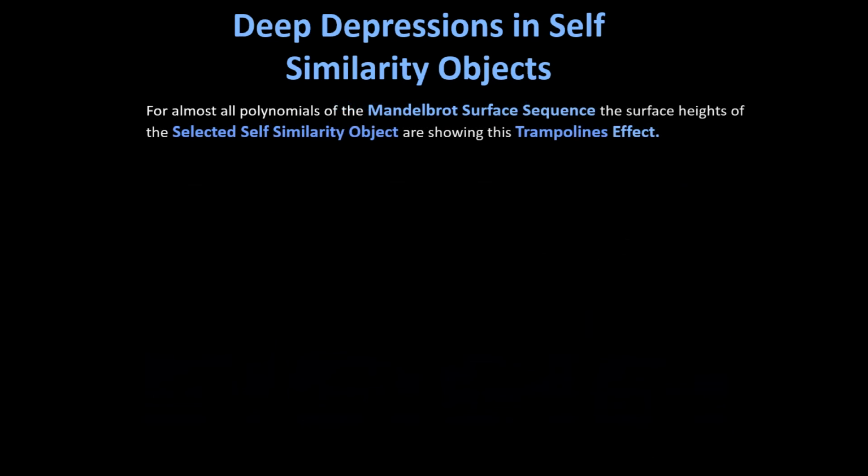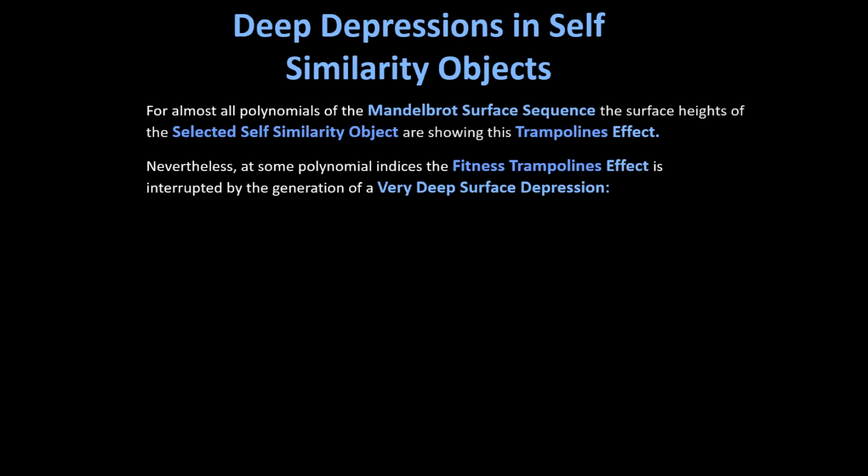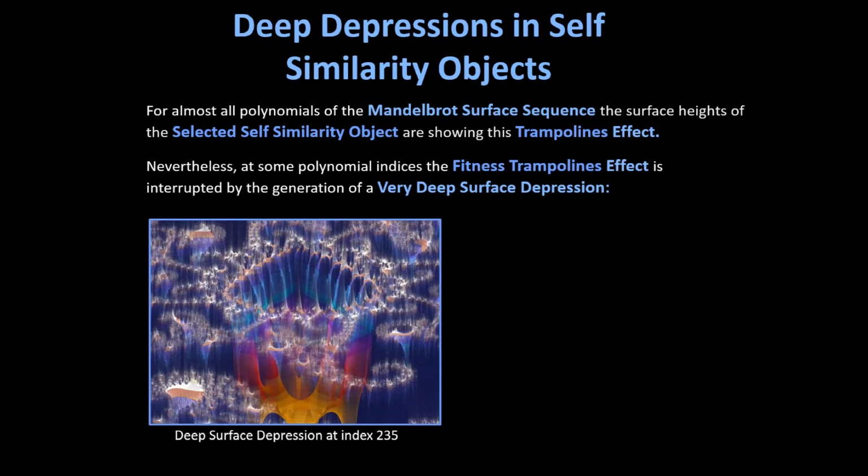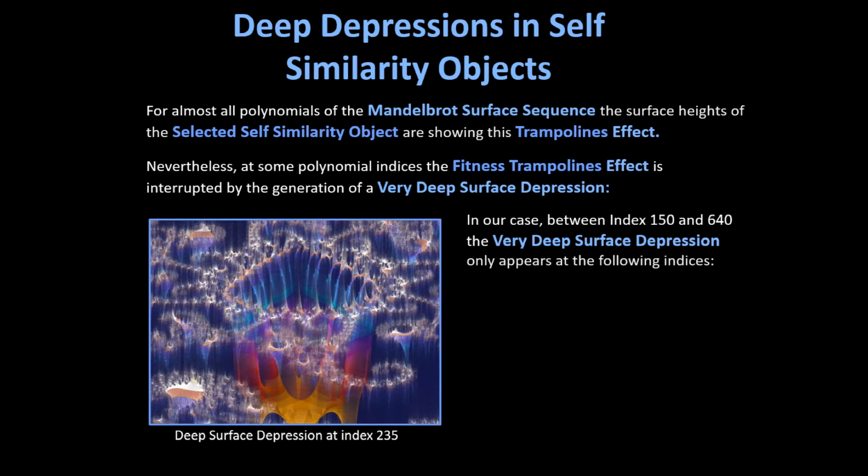For almost all polynomials of the Mandelbrot surface sequence, the surface heights of the selected self-similarity object are showing this trampolines effect. Nevertheless, at some polynomial indices the fitness trampolines effect is interrupted by the generation of a very deep surface depression. In our case, between index 150 and 640 the very deep surface depression only appears at the following indices.